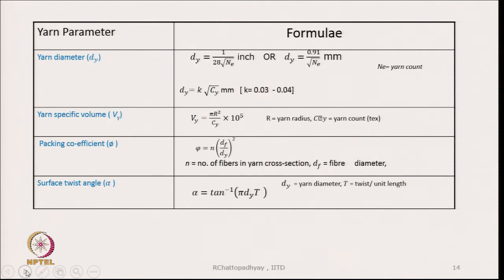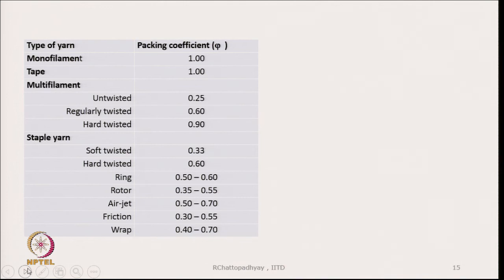Here certain formulas are stated, many of you may know them already. But a designer should have these formulas handy, so that they can use them for certain calculations which may be required. So, yarn diameter as shown here, yarn specific volume is also given here, packing coefficient, surface twist angle, all these things are stated.